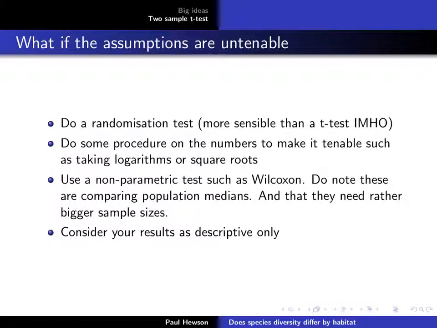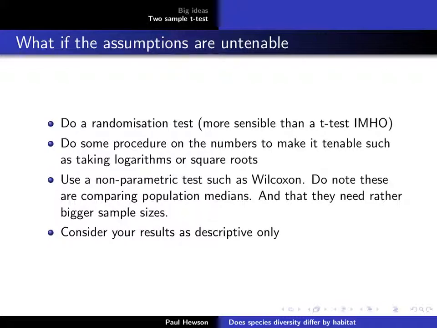Trouble is, I mentioned we make lots of assumptions. What do we do if these assumptions are untenable? Well, one answer that's always possible is to do something called a randomization test. In my opinion, that would be the sensible place to start.